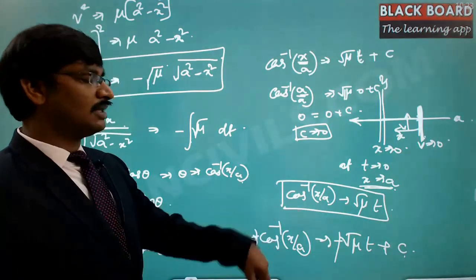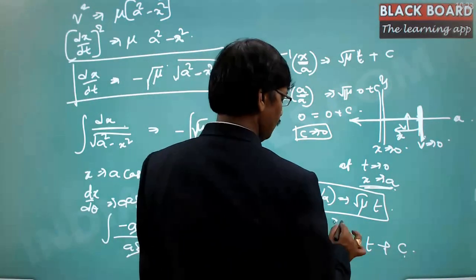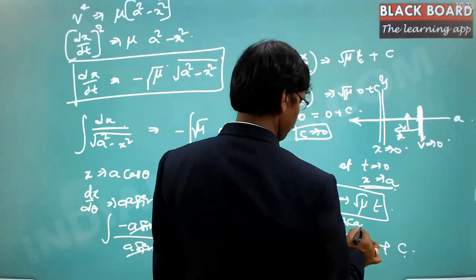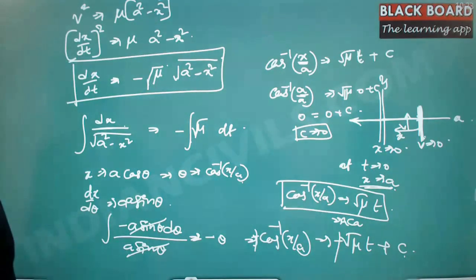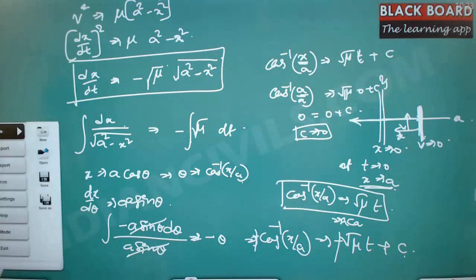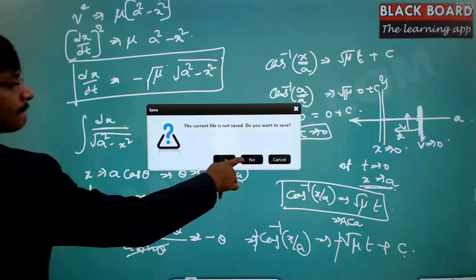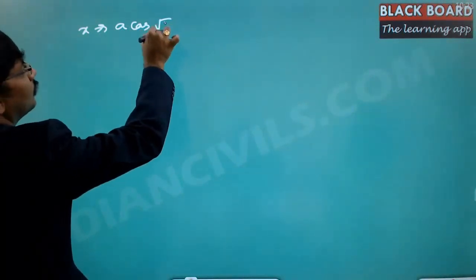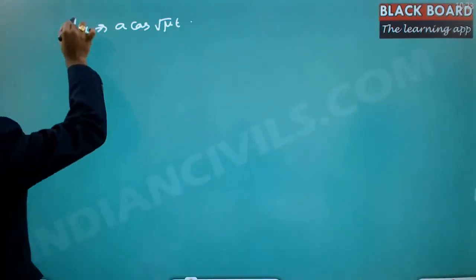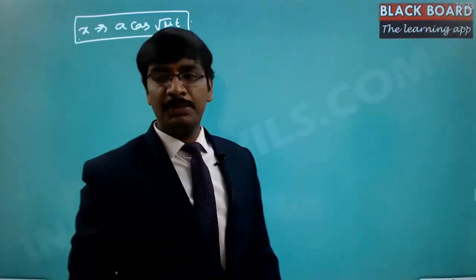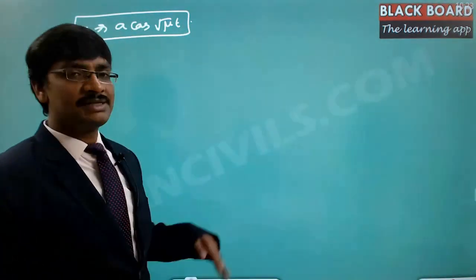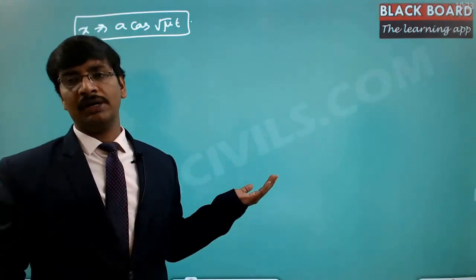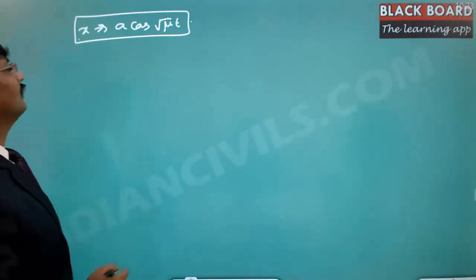Or this can be written the other way as x is equal to a cos root mu t. So this is the equation of the displacement. Now the time taken to move from the extreme position to the point where the displacement is a by 2.